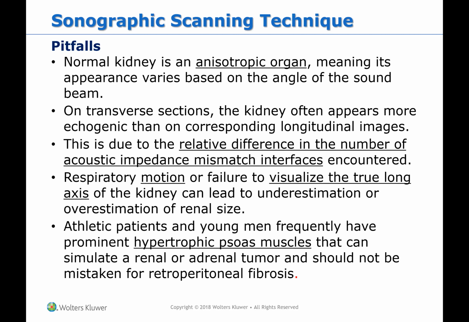There are some pitfalls with scanning. The normal kidney is an anisotropic organ, which is a fancy word meaning that the appearance of it is based on the sound beam. So when you're doing a sagittal image of the kidney, it's going to look like a darker image than when you're doing a transverse section of the kidney. It's going to be more echogenic. And when you start scanning, you can see this on your own.